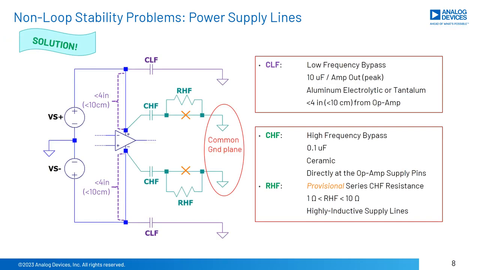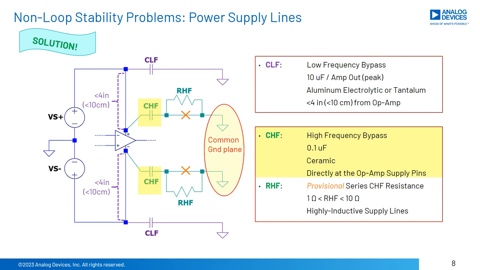Power supply line problems are easily mitigated up front by using good design practices. At the local PCB power supply connection point, low-frequency bypass capacitors, CLF, of 10 microfarads per amp of op-amp peak output current should be connected from each positive and negative power supply to ground. Often at this same connection point, a high-frequency bypass capacitor, CHF, of 0.1 microfarads will be put in parallel to help electromagnetic interference, EMI, and radio frequency interference, RFI, from coming into or going out of the PCB.